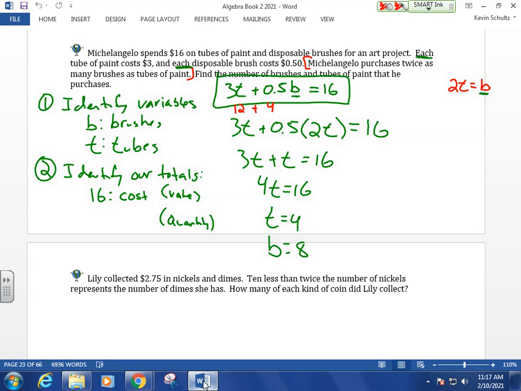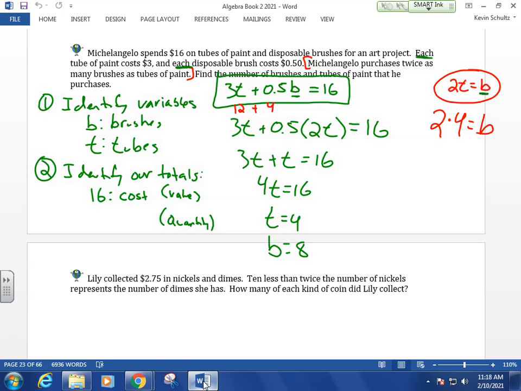Questions on this one? Soybe? How did you get B? Yeah. If he purchased twice as many brushes as tubes of paint, once I found T, I plugged T in my other equation, and 2 times 4 gave me B, which is 8. Anything else?